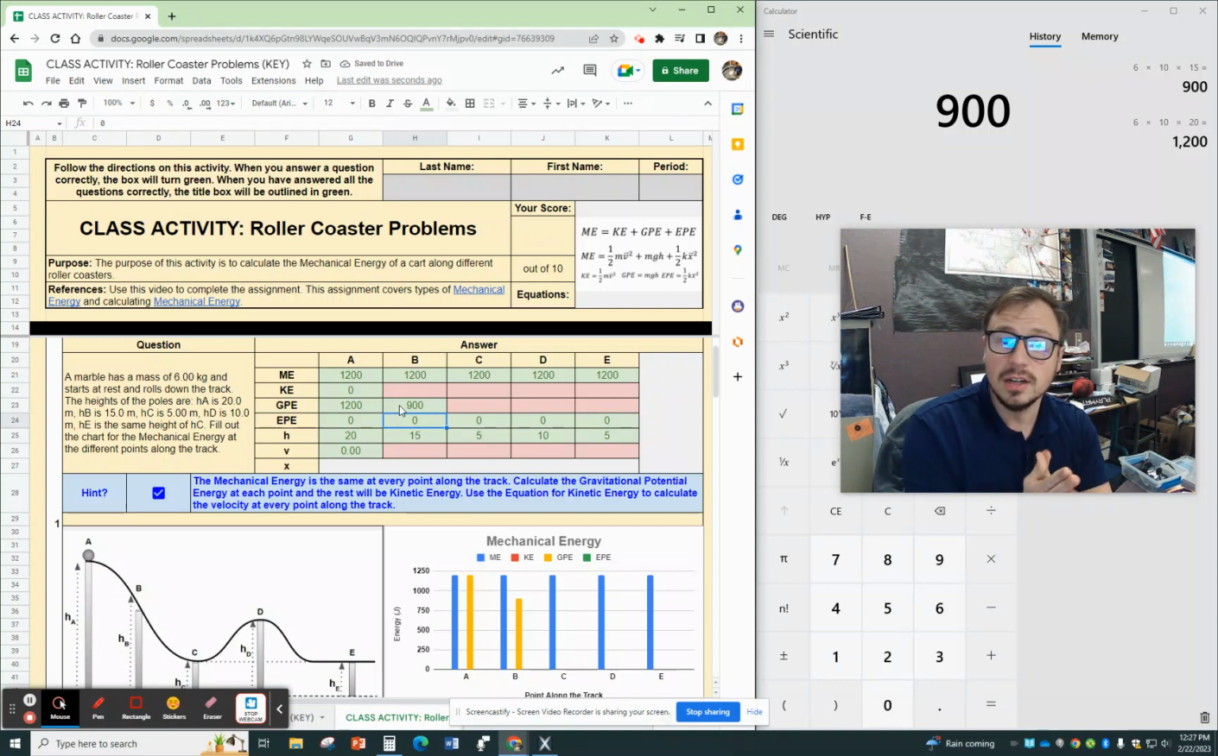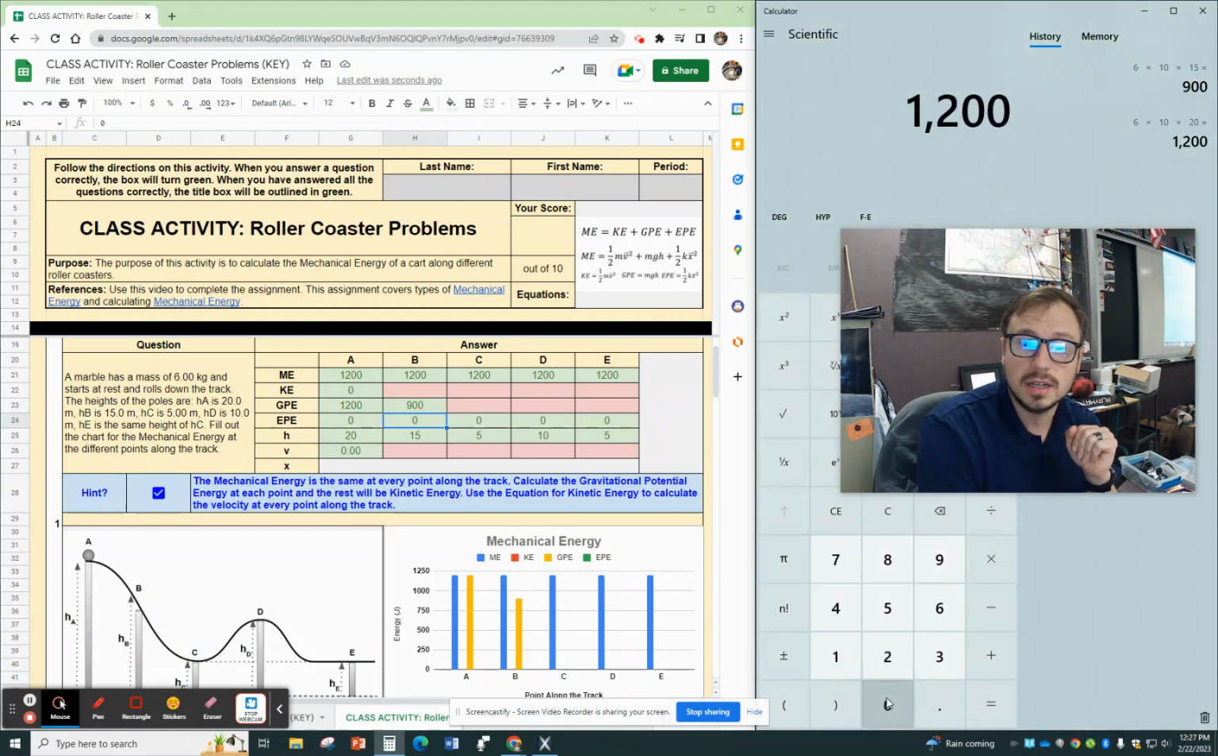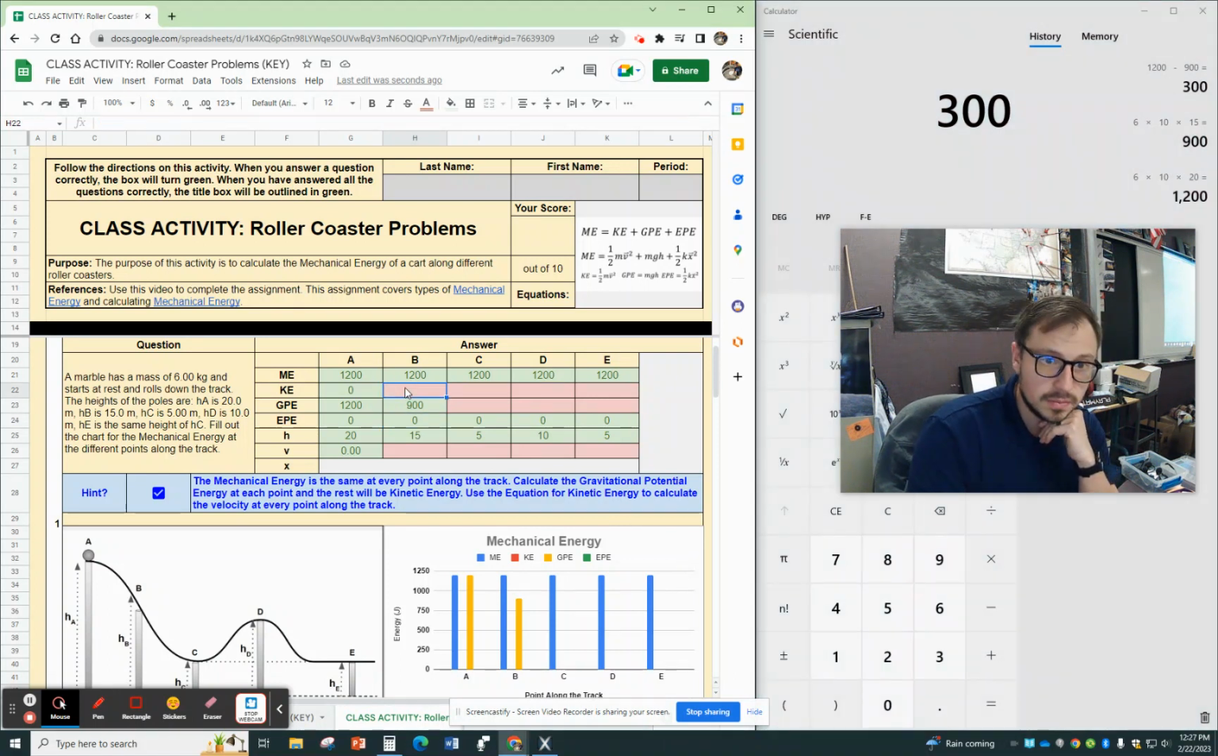Now, the rest of that energy, if I look at my equation for mechanical energy, the rest of that energy is kinetic energy. So I take that 1,200 mechanical energy and I subtract the gravitational potential energy, which is 900. And what I have left over is that 300. So now that I know the kinetic energy, I can use my equation for kinetic energy, 1/2 times mass times velocity squared, to solve for the velocity at that point.